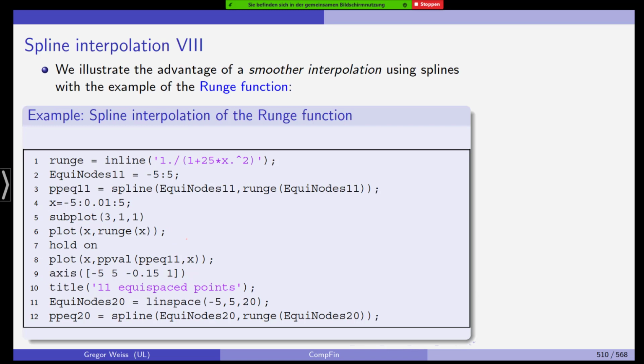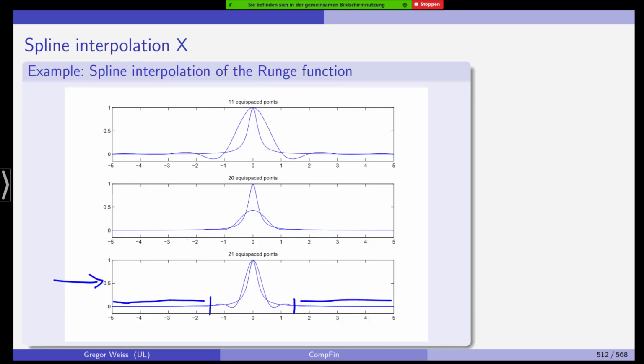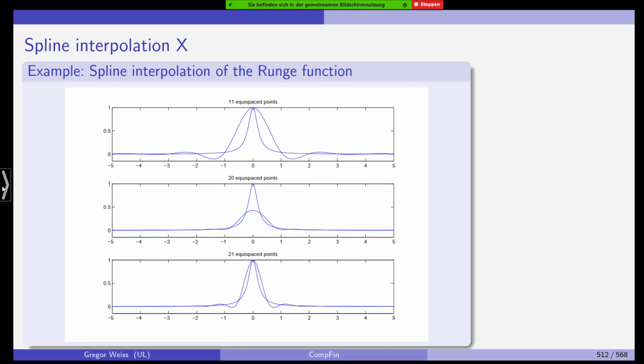Now, to illustrate the advantage of spline interpolation compared to polynomial interpolation, again we'll consider the example of the Runge function. We do spline interpolation. We use the polynomial interpolation with equispaced points, etc. And then we actually use 11, 20, and 21 equidistant, equispaced points.